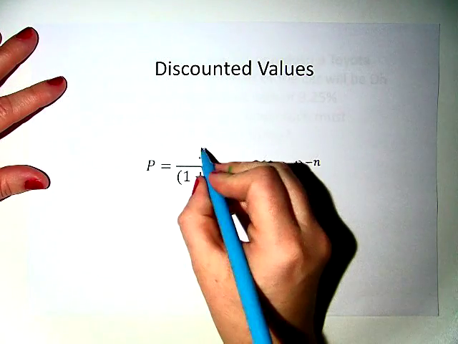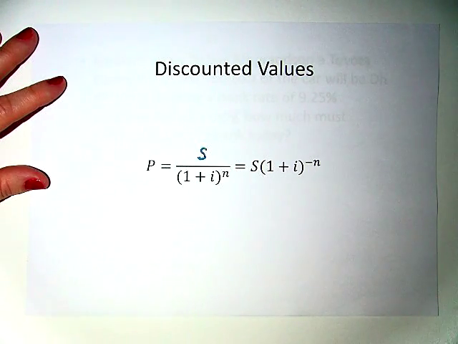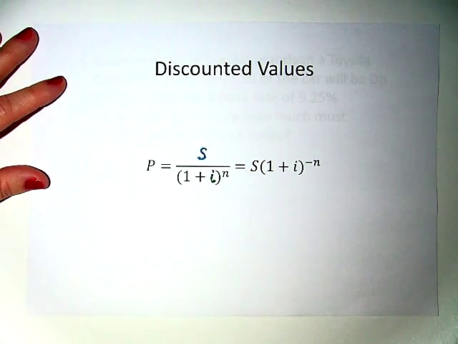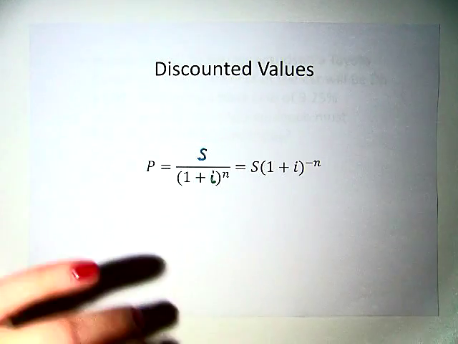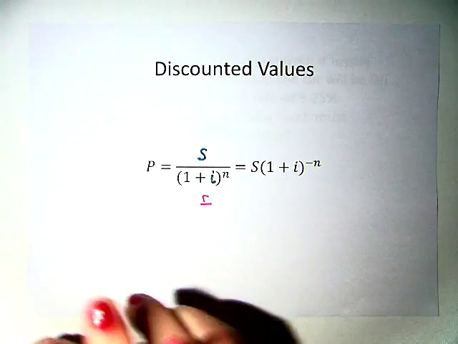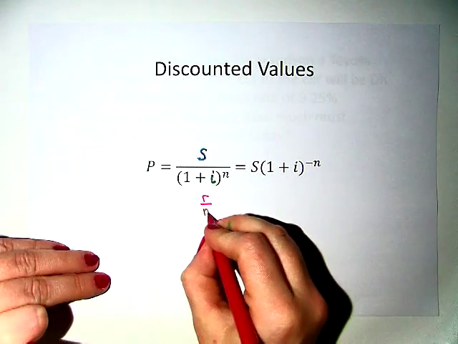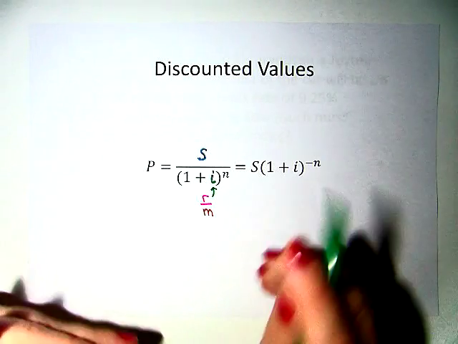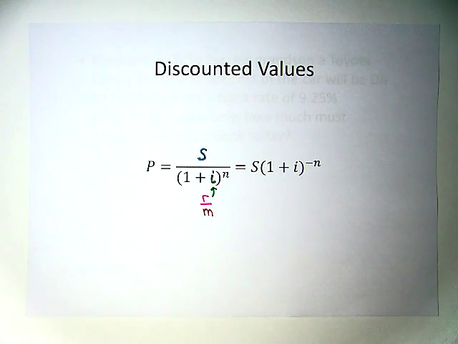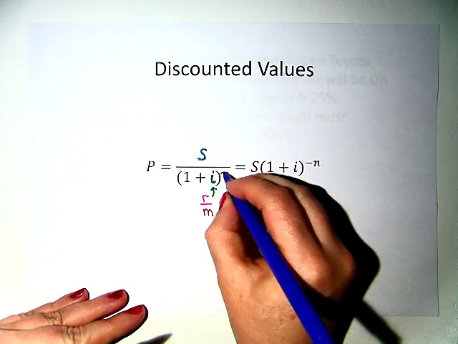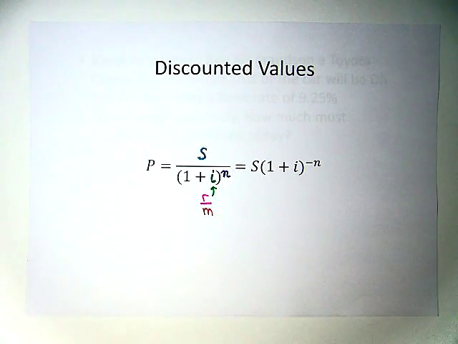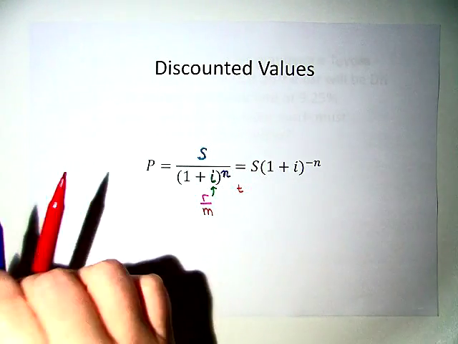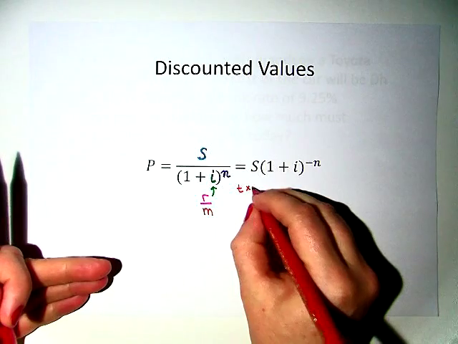You're going to use S equals 1 plus I. Now remember, I is your rate divided by your M. And if you remember, this rate divided by the M is how many times a year something is compounded. And this is raised to the N. Now your N is going to be your time multiplied by your M.